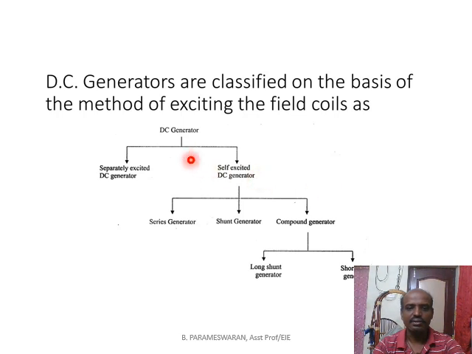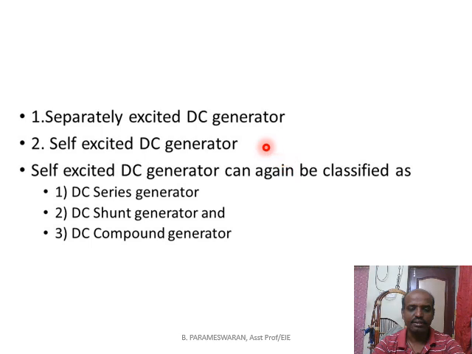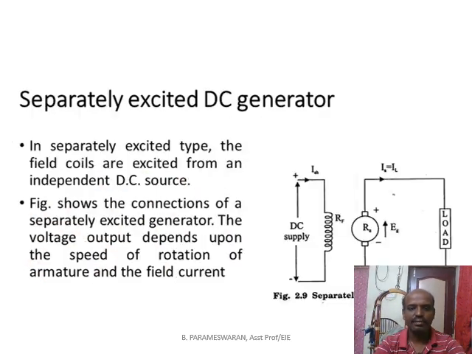So what are they? Majorly, DC generators are classified into separately excited and self-excited. Self-excited DC generators are classified into series generator, shunt generator, and compound generator. Compound generators are further classified into long shunt and short shunt compound generators. So here we can see the classification of DC generators: self-excited and separately excited. Self-excited generators are further classified into series generators, shunt generator, and compound generator. So let me see one by one.